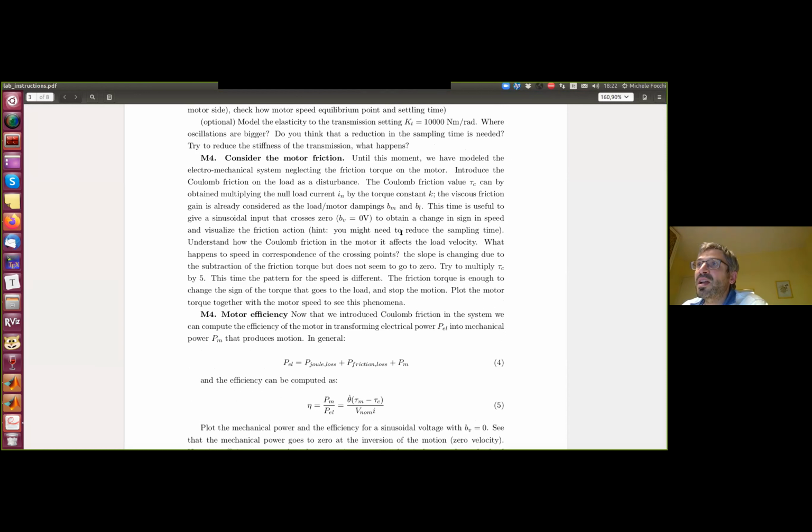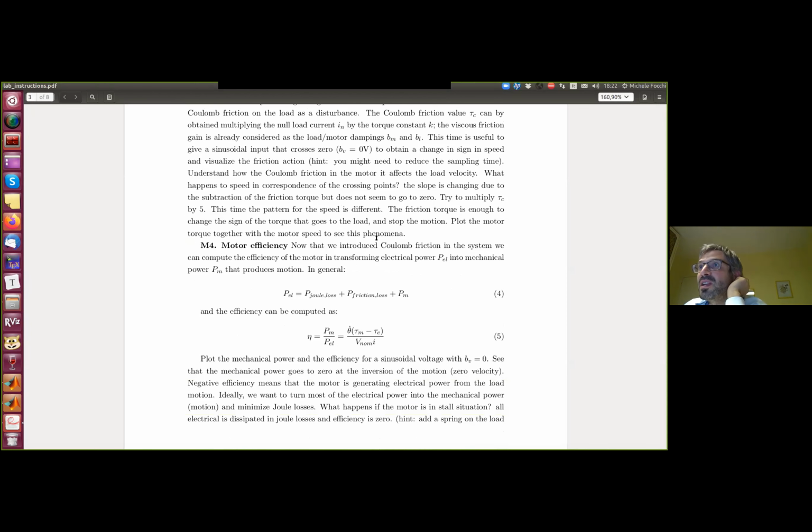This time we try to give a sinusoidal input that crosses 0, because we want to see the effect of Coulomb friction. And you know that we see that only whenever velocity is 0. So if we oscillate with a sinusoid around the velocity and the velocity never gets to 0, you won't see Coulomb friction. So we need to see a change in sign in the speed to visualize the action of the Coulomb friction. You might need to reduce the sampling time to better visualize that.